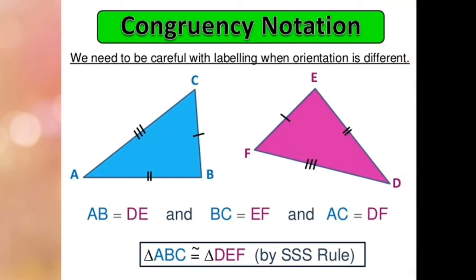Congruency notation. We need to be careful when labeling when orientation is different. We have two triangles again, ABC triangle and DEF triangle. Tandaan lang natin, we need to be careful, okay? When labeling, orientation is different. Kasi kapag magkakabaliktad yan, ibig sabihin, hindi sila magiging equal, okay?